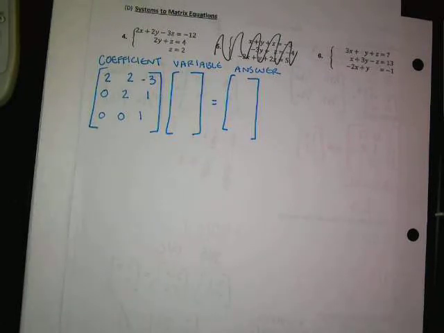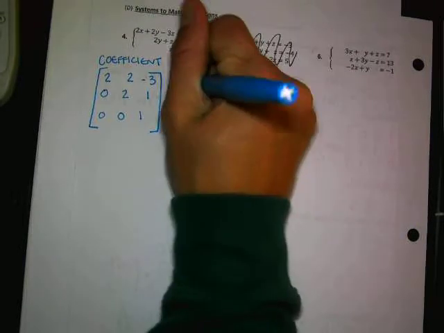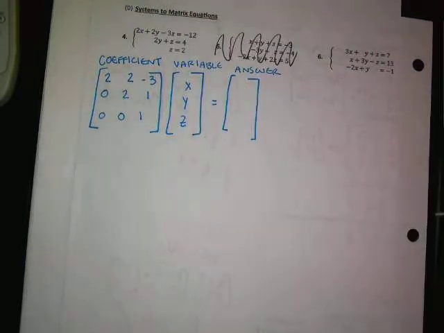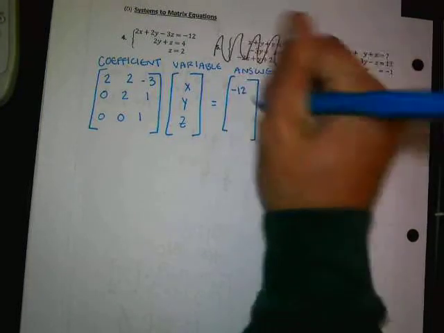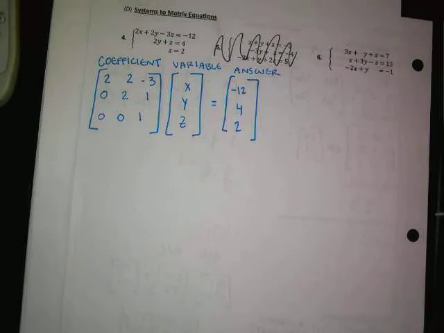So that's the coefficient matrix. What are the variables? X, Y, and Z. What are the answers? 12, negative 12, 4, 2. Very good. So that's writing the equation. Now I need to solve it.